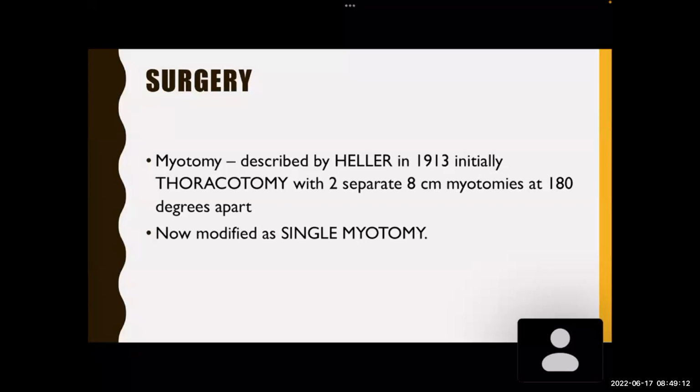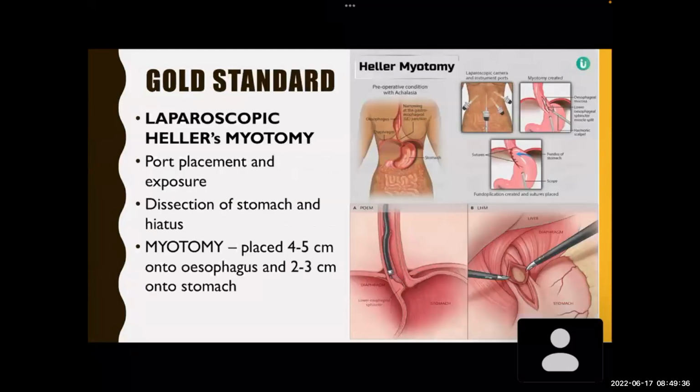And for surgery, if the patient is in a position to get operated, the general procedure is myotomy. Myotomy, as described by Heller in 1913, was initially done with a thoracotomy approach with 2 separate 8 centimeter myotomies 180 degrees apart. It's an open procedure, and now it has been modified to a single myotomy. Even in the open procedure, we are doing only a single myotomy, not 2 separate myotomies. So the gold standard, as I already said, is laparoscopic Heller's myotomy.